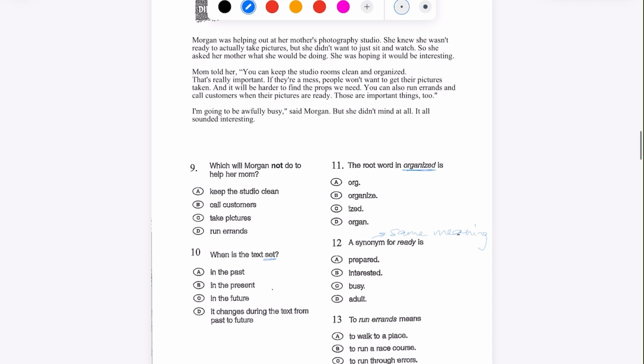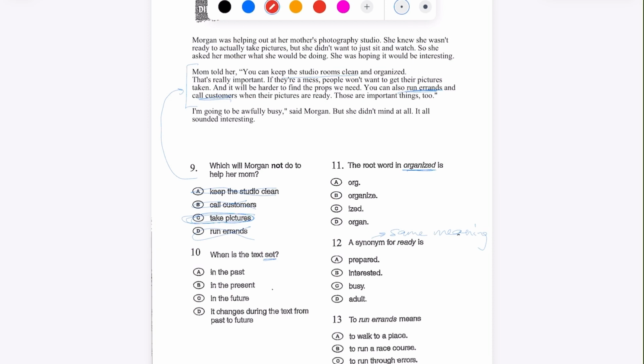And here, for number 9, which will Morgan not do to help her mom? So the things that Morgan's doing to help her mom are in paragraph 2 here. So the mom wants Morgan to keep the studios clean and organized. So again, that's choice A. We don't want that. Next, you also want to run errands. That's choice D. And then finally, you can call customers when the pictures are ready. So here's the process of elimination. It has to be choice C. She will not be taking pictures. And we also have that here. She knew she wasn't ready to actually take pictures, and the mom agreed. And so the mom gave Morgan other things to do.